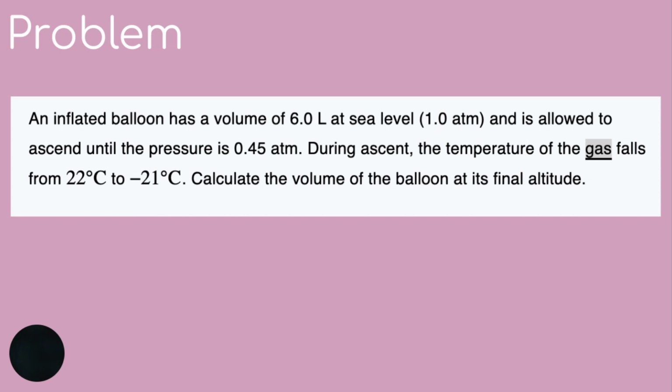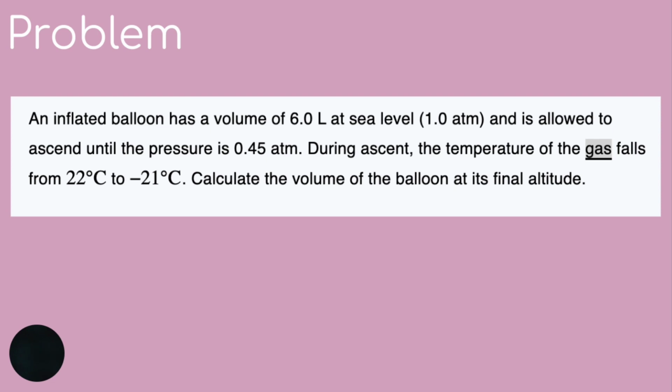So it says here, an inflated balloon has a volume of 6 liters at sea level, 1 atm, and is allowed to ascend until the pressure is 0.45 atm. During ascent, the temperature of the gas falls from 22 degrees Celsius to negative 21 degrees Celsius. Calculate the volume of the balloon at its final altitude.